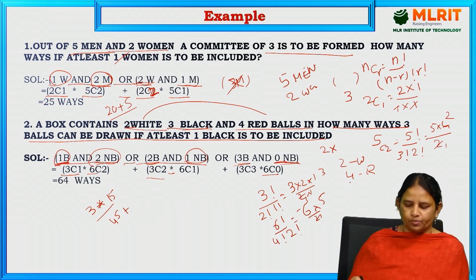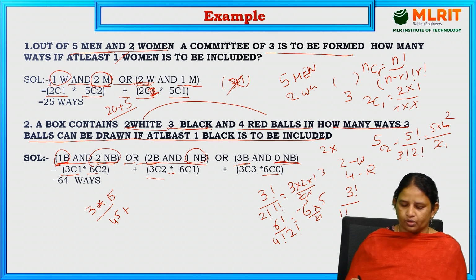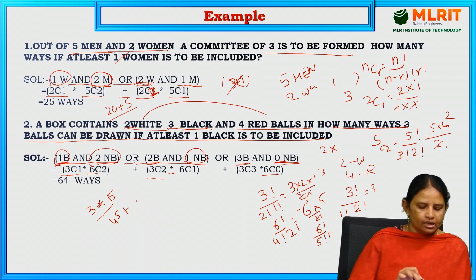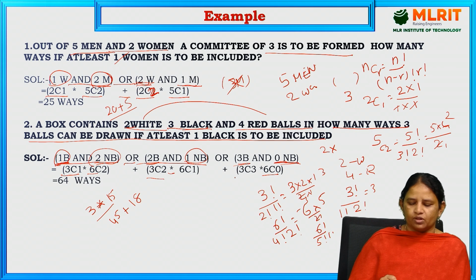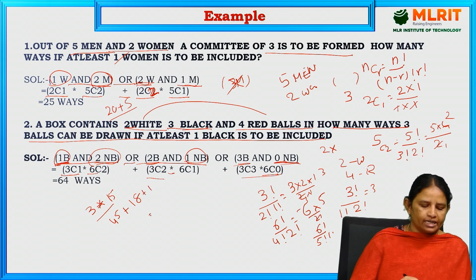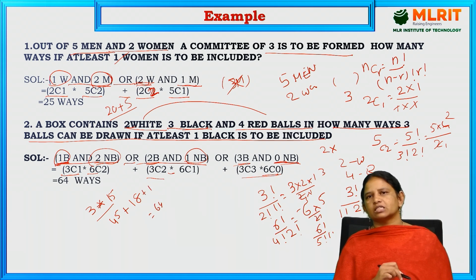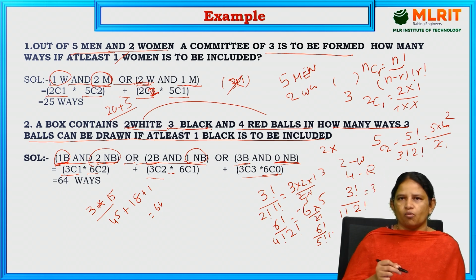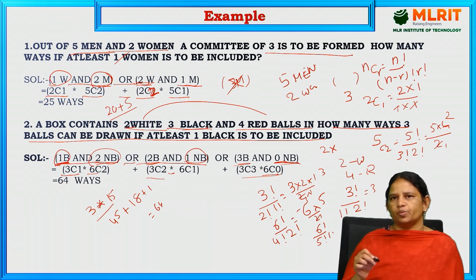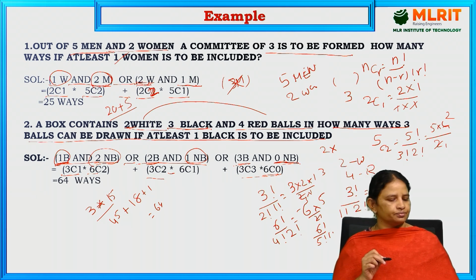For the first one, 45. Plus 3C2, which means 3 factorial by 1 factorial into 2 factorial, that is 3. Into 6C1, which means 6 factorial by 5 factorial into 1 factorial, that is 6. 6 into 3 is 18. Then 3C3 value is 1. We'll get 64 ways. 64 ways to get the selection, so that one black color is to be included in the box.